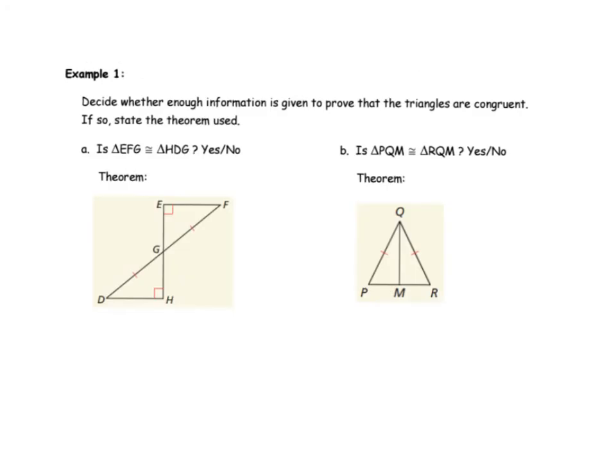All right, decide whether enough information is given to prove that the triangles are in fact congruent. If so, state the theorem. Okay, so first one, A. Is triangle EFG congruent to triangle HDG? Yes or no, and then what theorem?